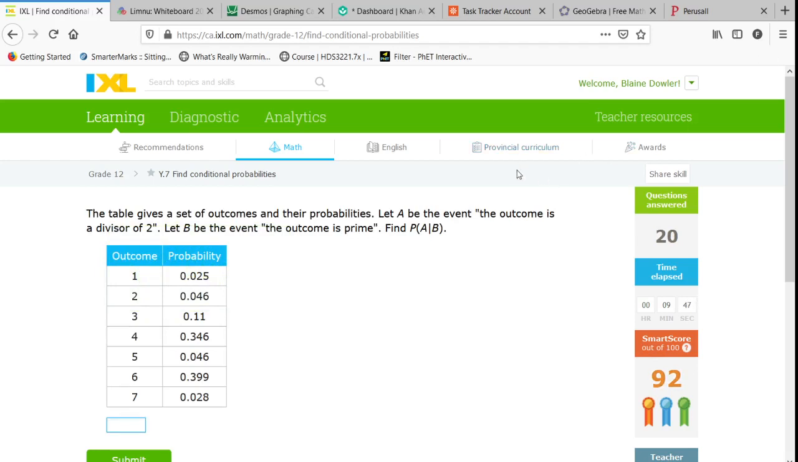Now here, let A, the outcome is a divisor of 2, so that's either 1 or 2. B says the outcome is prime, 2, 3, 5, and 7. So the probability of A and B is just the probability of 2, which is 0.046. The probability for all options of B is 0.46 plus 0.11 plus 0.046 plus 0.028. That works out to 0.2.